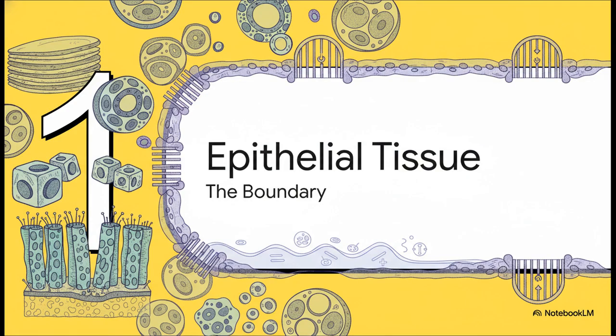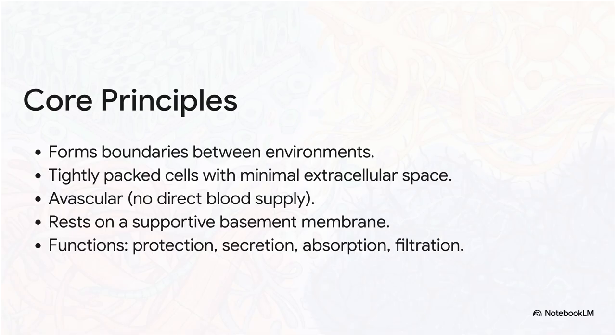Your best bet is to think of this as the body's ultimate bouncer, its gatekeeper. It's what forms all the boundaries between different environments. Now, all epithelial tissues kind of play by the same core rules. The cells are packed together incredibly tight, like bricks in a wall with almost no mortar. And here's a crucial detail. This tissue is avascular, which is a fancy way of saying it has no blood vessels.